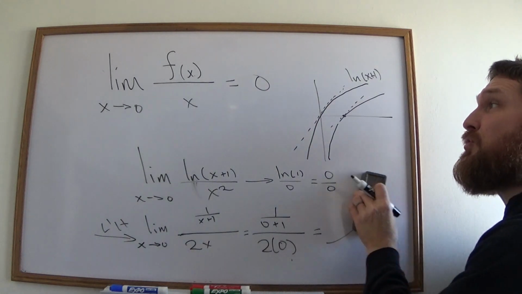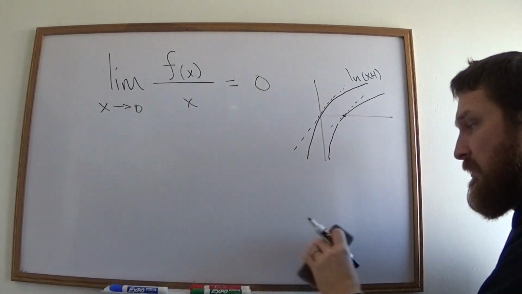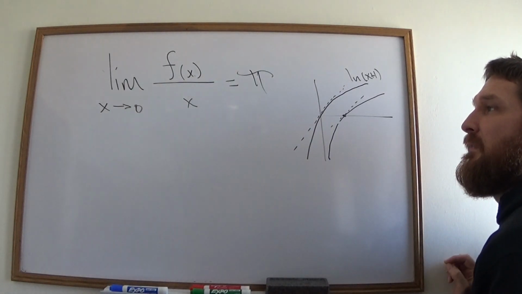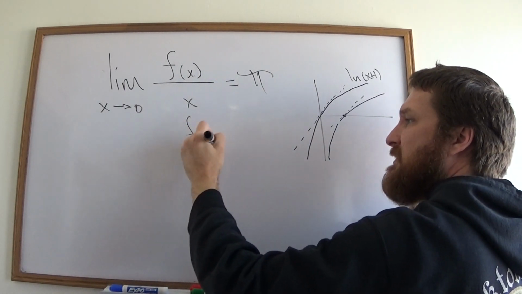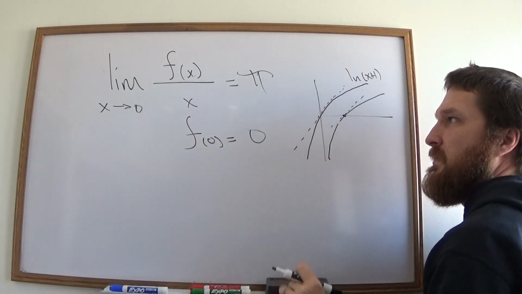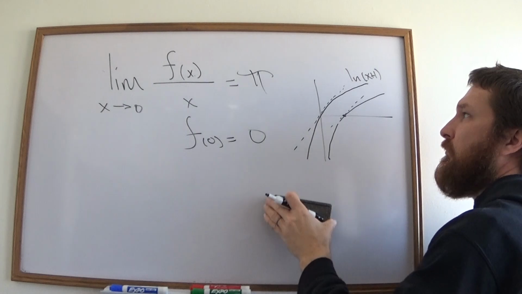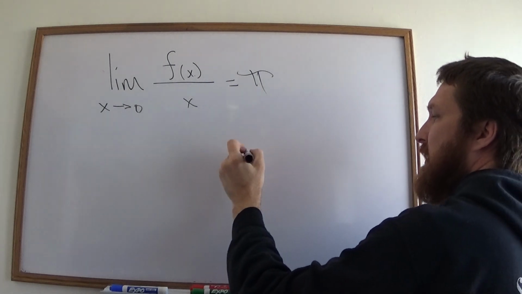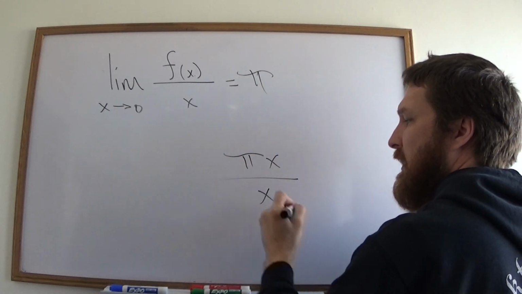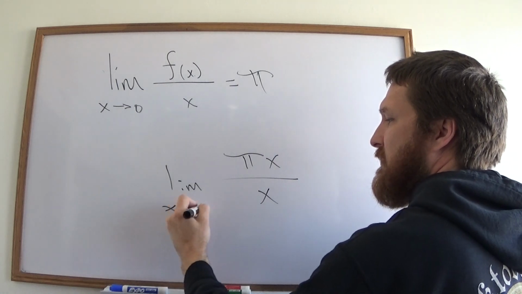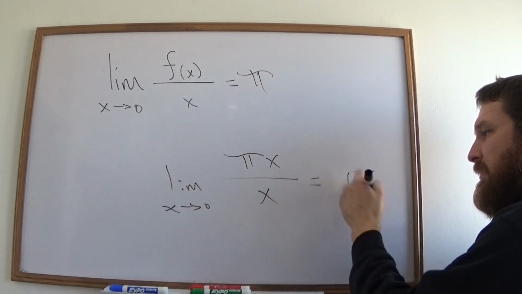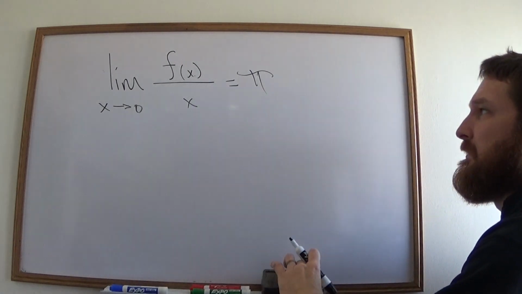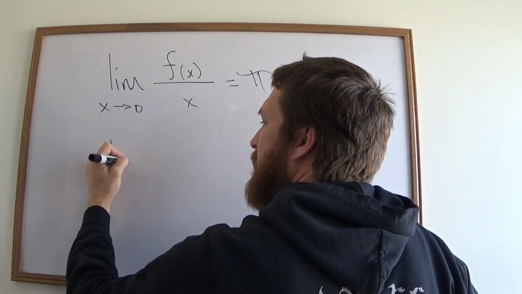But if you do get a finite number, any finite number, let's say pi, then you can conclude that f of 0 is equal to 0. So 0 divided by 0 equals pi. You could find one that does that. In fact, how about pi x over x, the limit as x goes to 0 is equal to pi. So yes, 0 divided by 0 can equal pi. Okay, also, let's do this.